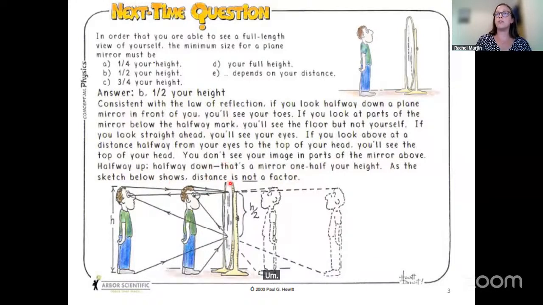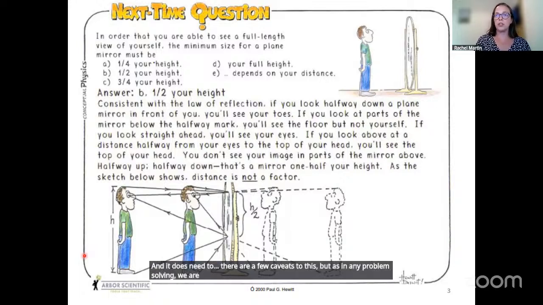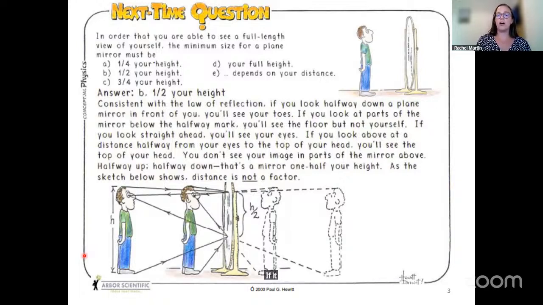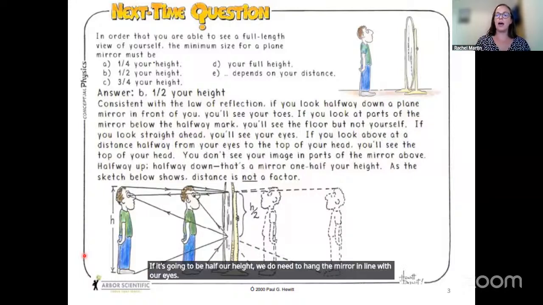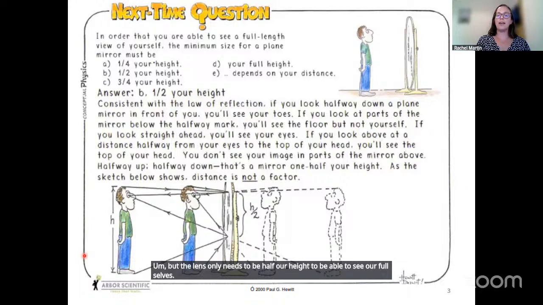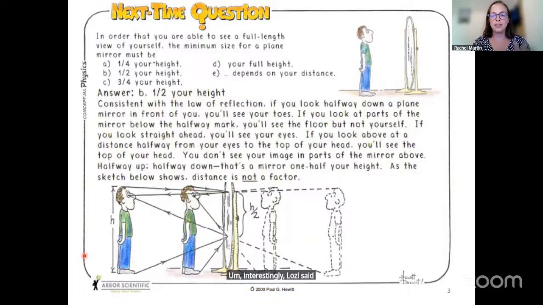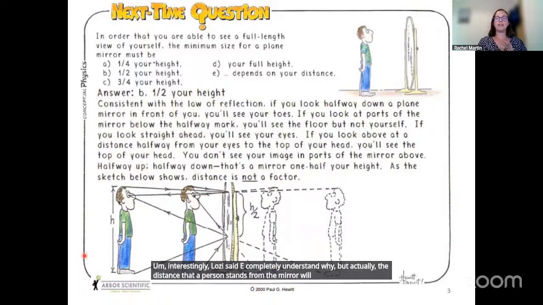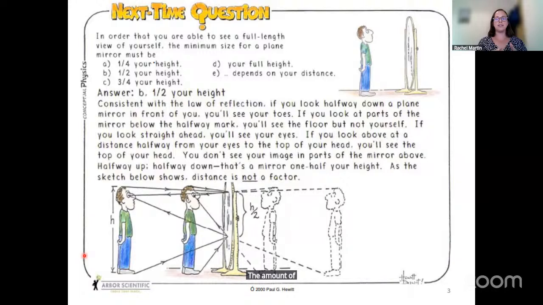So we need a mirror that is half of our height. There are a few caveats to this, but as in any problem solving, we are making a few assumptions. If it's going to be half our height, we do need to hang the mirror in line with our eyes. But the length only needs to be half of our height to be able to see our full selves. Interestingly, loads of you said E, completely understand why. But actually, the distance that a person stands from the mirror will not affect the amount of mirror that the person needs, so the length of the mirror, to see their image.